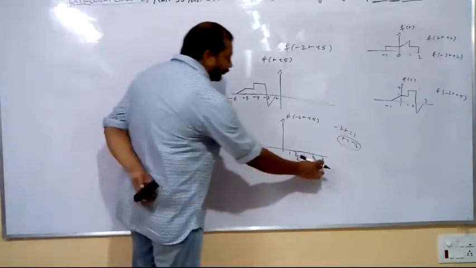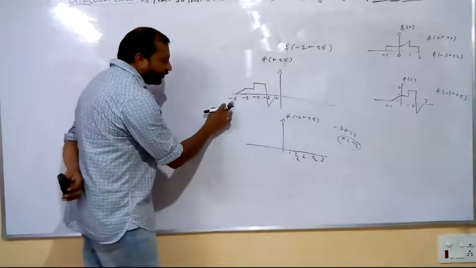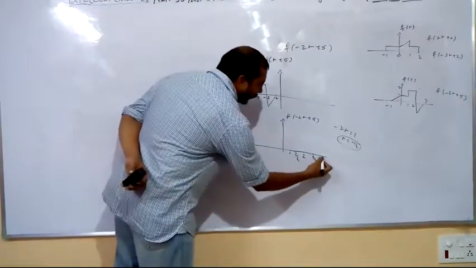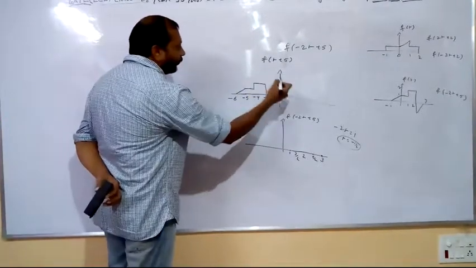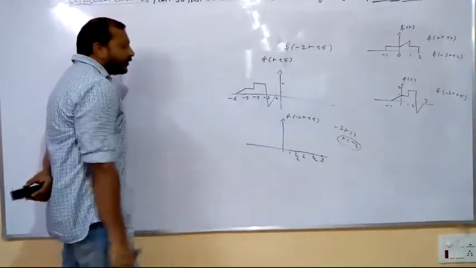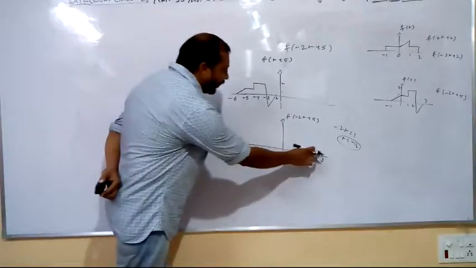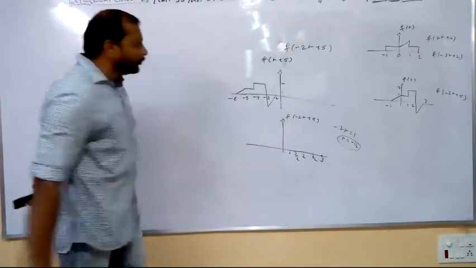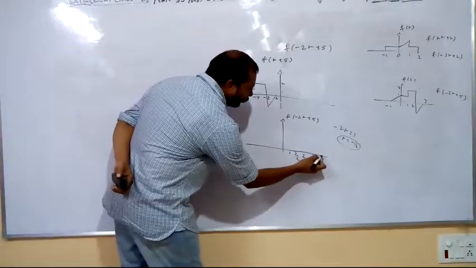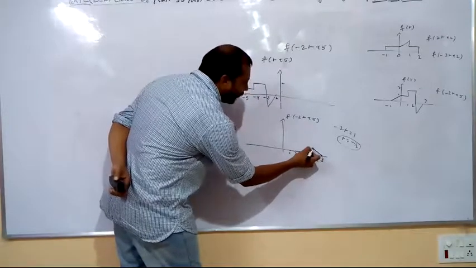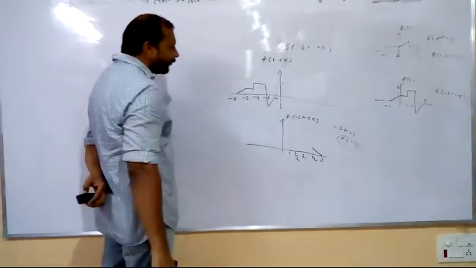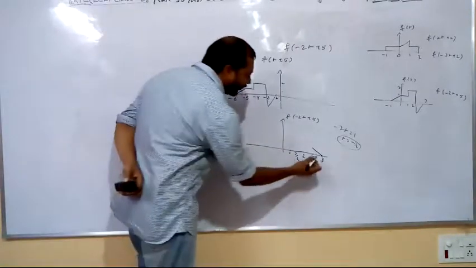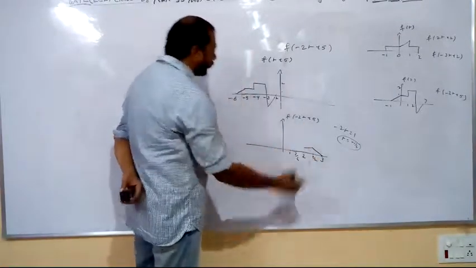This is 3 to 5 by 2. At 3, the corresponding instant is minus 6, so we have to consider the value 0 here, and at 5 by 2 suppose the amplitude is equal to 1. So from 3 onwards it is constantly increasing and reaches the value 1. And from 5 by 2 to 2, the value is constant at 1 only.